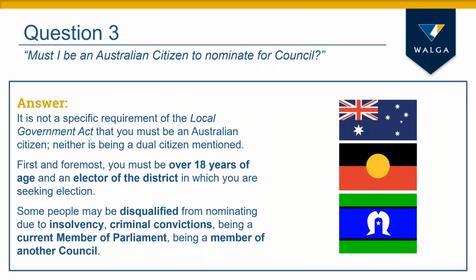First and foremost, you must be over 18 years of age and qualify as an elector of the district in which you're being elected. This will be through the WAEC electoral roll, commonly known as the residence roll, or through a claim to be enrolled on the local government's owner-occupier roll by making an application to the local government chief executive officer. Some people may be disqualified from nominating due to insolvency, criminal convictions, being a current member of parliament, or being a member of another council.